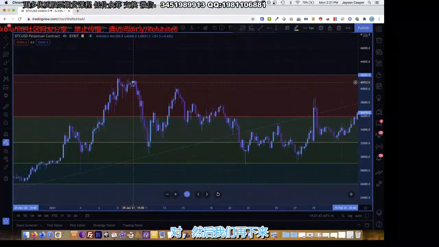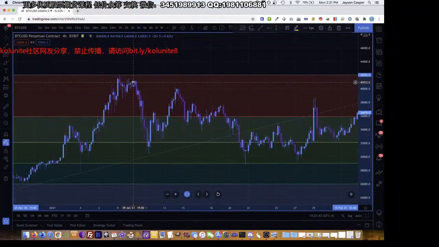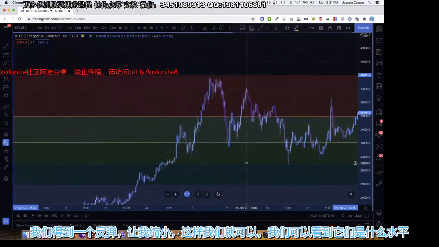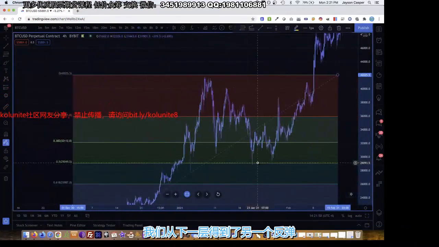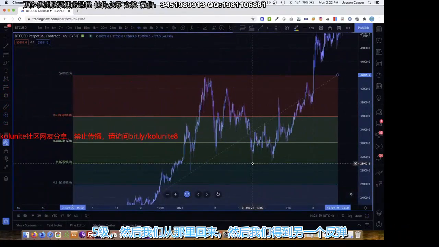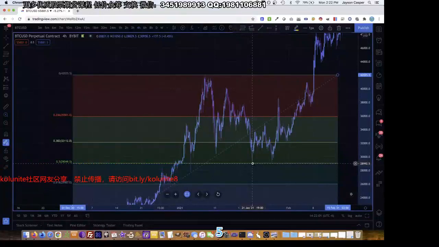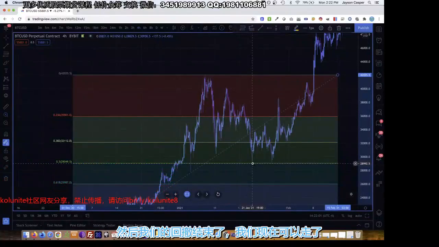Then we come down again and we get a bounce off, and let me zoom out so we can see what levels they are. We get another bounce off the next level, off the 0.5 level. Then we come back up from that, and then we get another bounce off the 0.5 level, and then our retracement is over, and we can now move on.